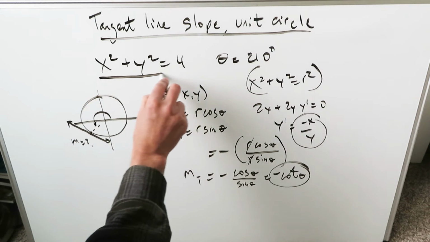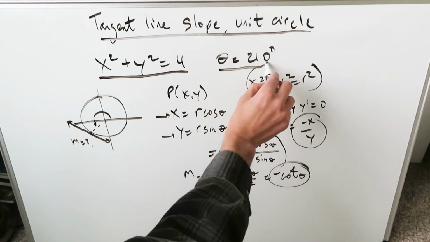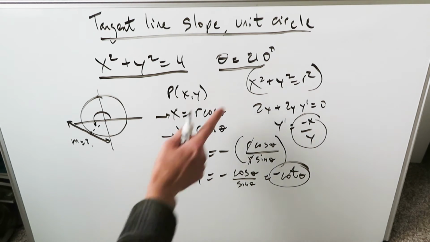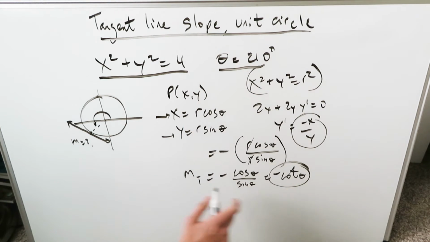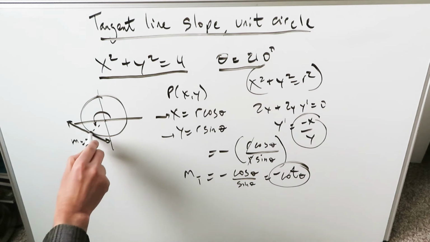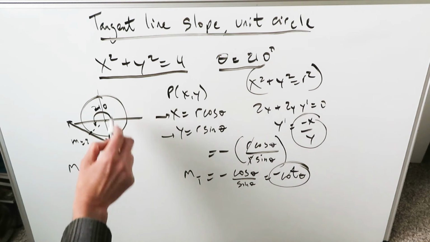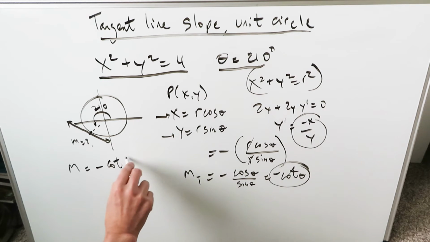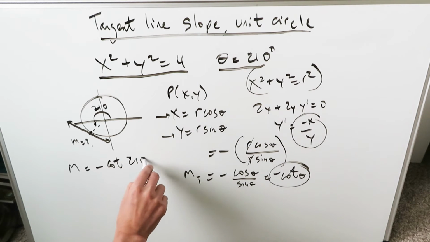If I'm looking at this question, what is the slope of a tangent line at 210 degrees on this unit circle? Again, the radius is irrelevant. The only thing you need is this formula. Your slope over here at this particular point, 210 degrees, will be minus cotan of 210, and you can easily solve this out. What would it be?